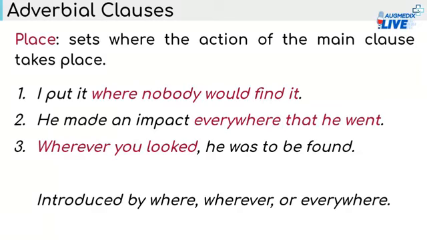Also note, in the first example, you have the dependent clause, which is the adverbial clause, coming after the independent clause, or the main clause, which is why there isn't a comma after the main clause here. But in the third example, you have the dependent clause, also the adverbial clause, at first, which is why it is followed by a comma before you have your independent clause, or the main clause of the sentence. He was to be found. Wherever you looked, he was to be found.